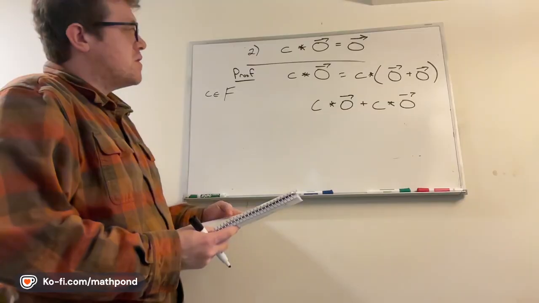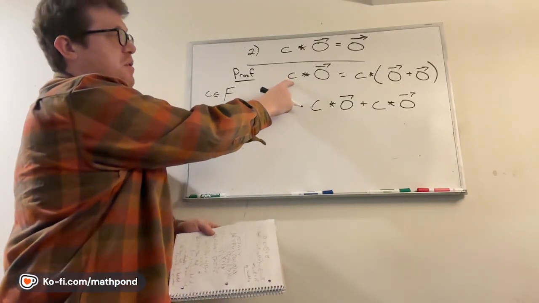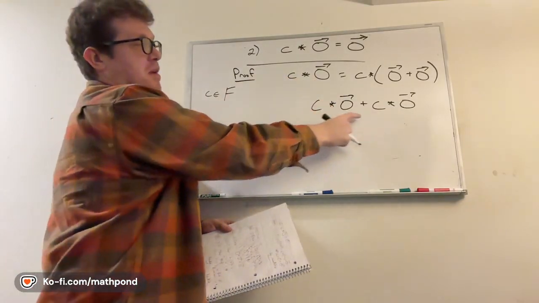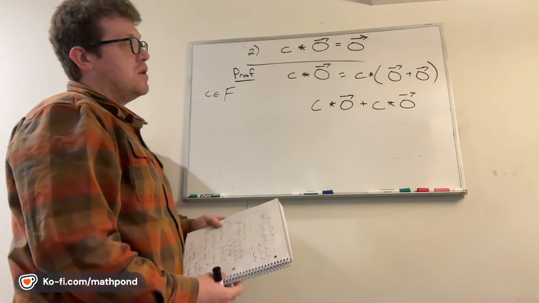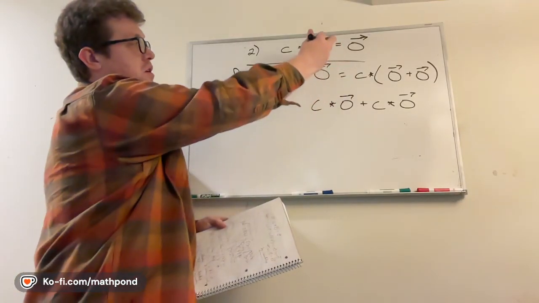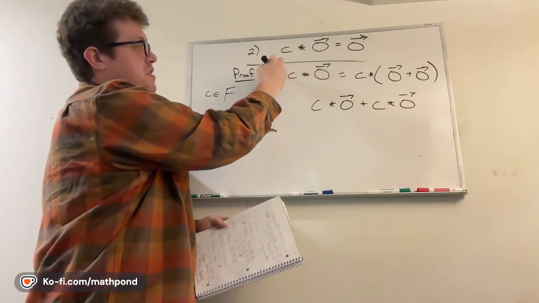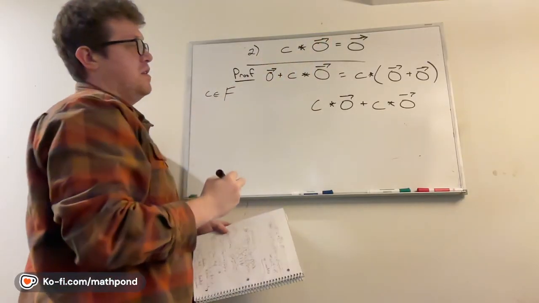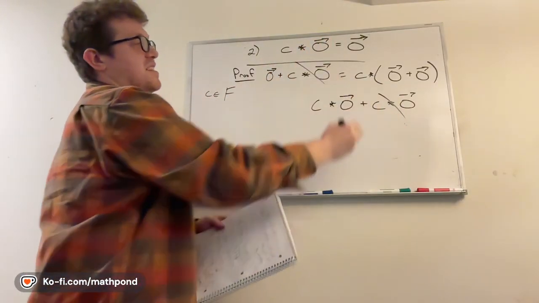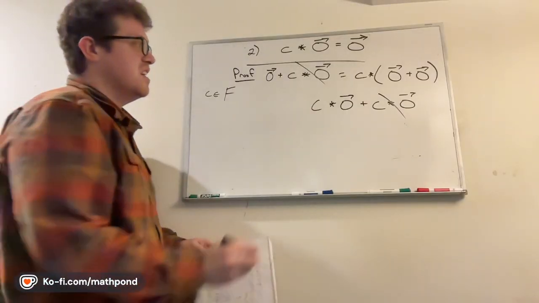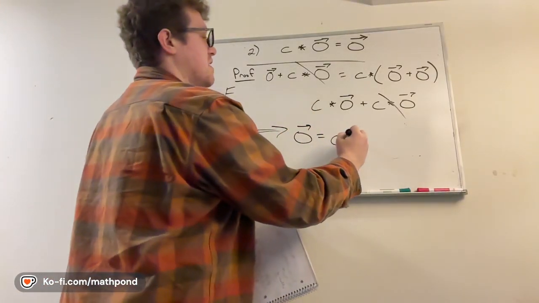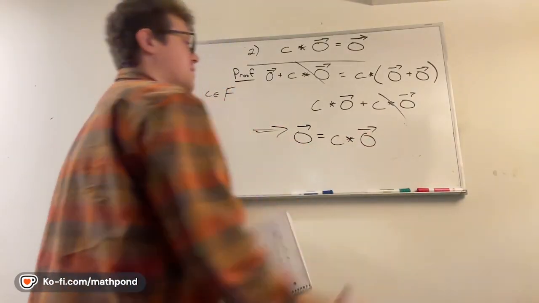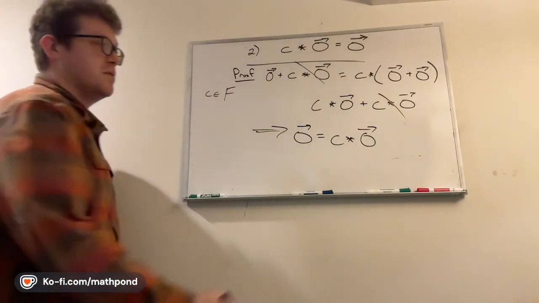Right. And now it's the same argument. So we have something equals something plus itself. The only way that's true is if that something is 0. So basically you can add 0 again here. Cancel. We'll do right cancellation this time just because we're fancy. And then the 0 vector equals C times 0. And that's what we wanted to show.